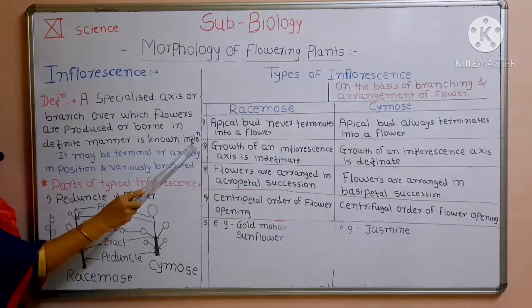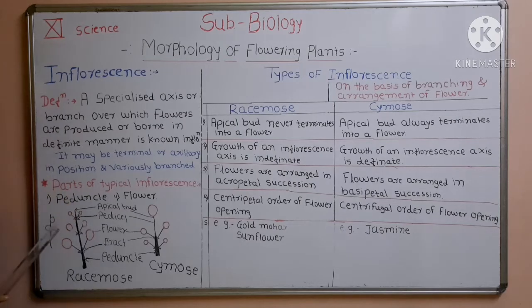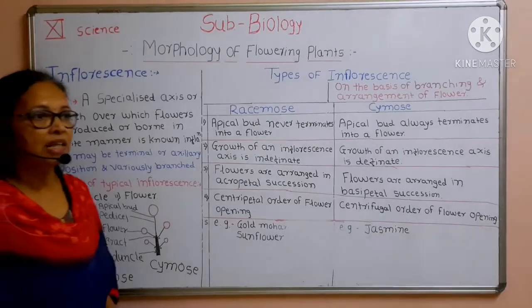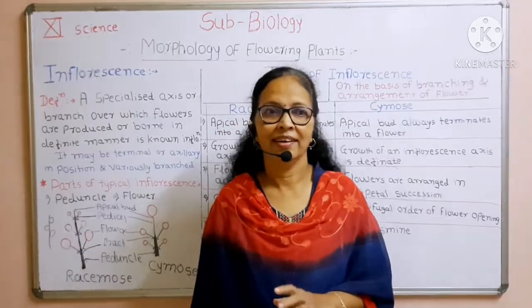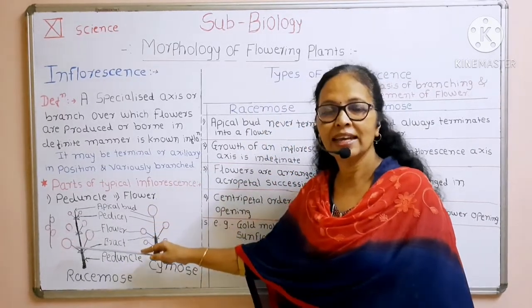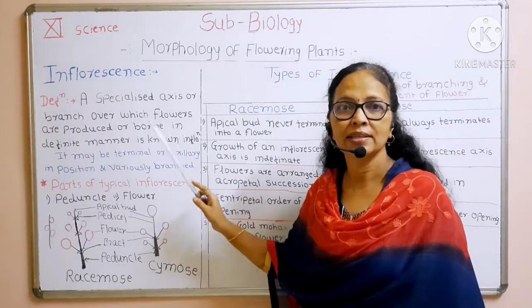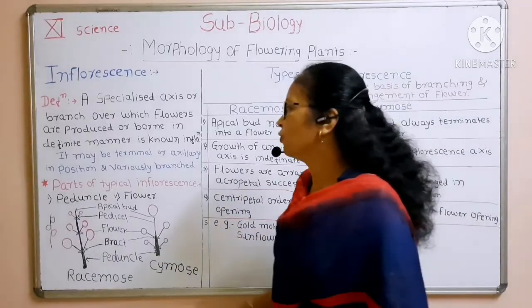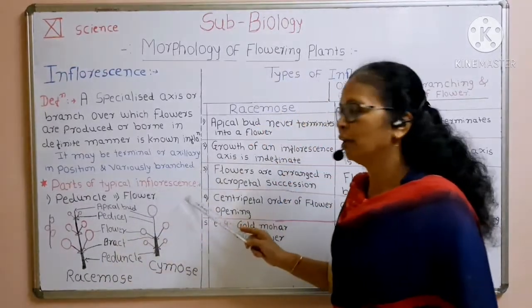So here we understand the definition with the help of a diagram. A specialized axis or branch over which flowers are produced in a definite manner is called an inflorescence. In simple language, we can say that the cluster of flowers produced on a specialized branch is called an inflorescence. Okay, then we take the information on the parts of a typical inflorescence.